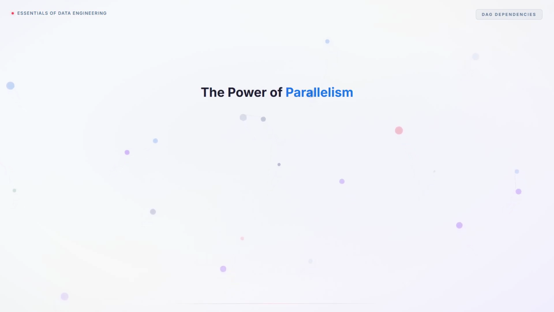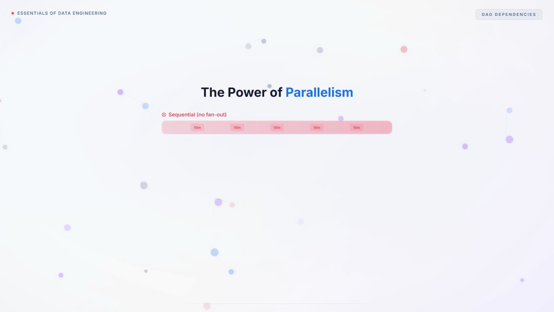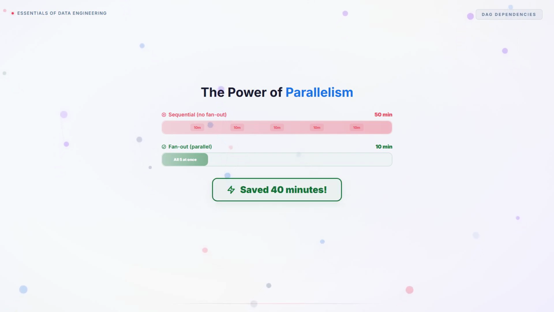And this is where the real power of fan out shows up. Parallelism: if each of those 5 branches takes 10 minutes to run sequentially, that's 50 minutes total. But fanned out, they all start at the same time and finish in about 10 minutes. You just saved 40 minutes of pipeline runtime. And in the world of data engineering, where you're racing against that 9 a.m. dashboard deadline, 40 minutes is huge, but fan out introduces a question you need to answer.